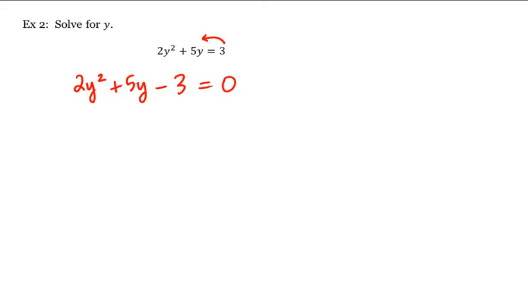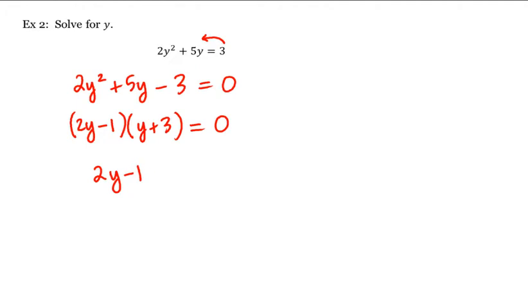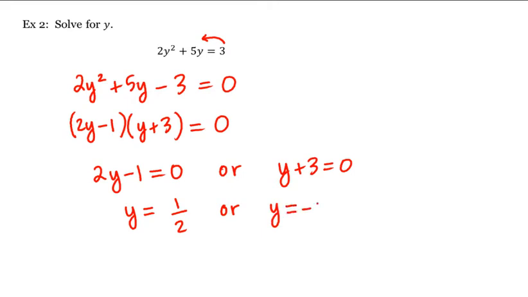And we can. It factors into 2y minus 1 times y plus 3. And again, we have a product of factors equal to 0, which means either the first factor, 2y minus 1, is equal to 0, or the second factor, y plus 3, is equal to 0. And then adding 1 and dividing by 2 gives us that y is equal to 1/2, or subtracting 3 gives us that y is equal to negative 3, which would be our answer.